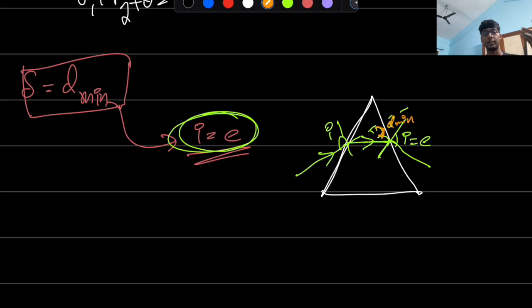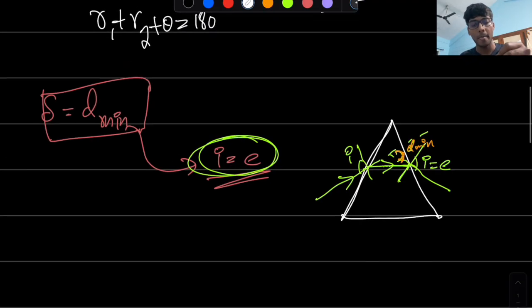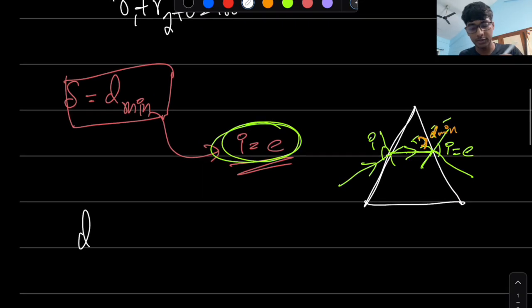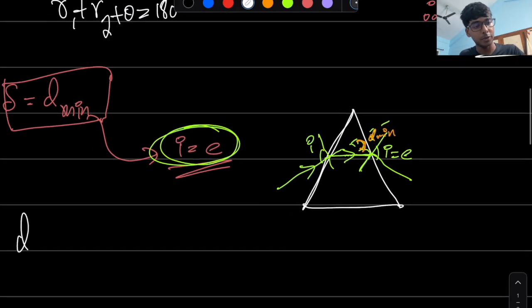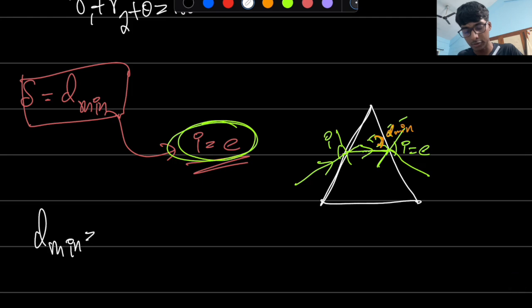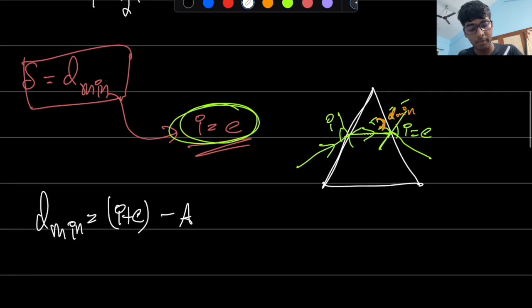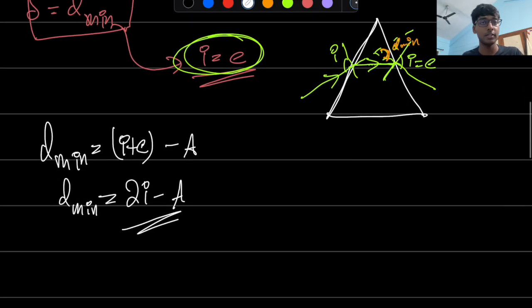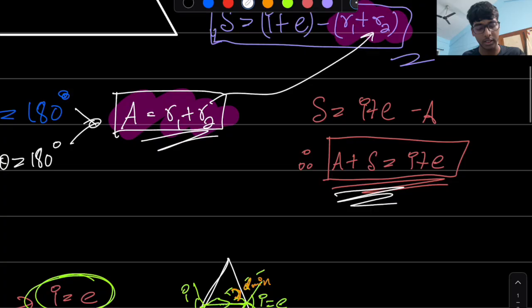That's the logical side of things. You can prove this with a lot of complex math, but that's beyond the scope of our syllabus, so I'm not going into that. So let's solve for this. I'm going to use this formula here. So d minimum is equal to I plus E minus A. Now I know that I and E are the same, so I'm just going to write 2I minus A is equal to d minimum. Now we'll be using this in just a minute.